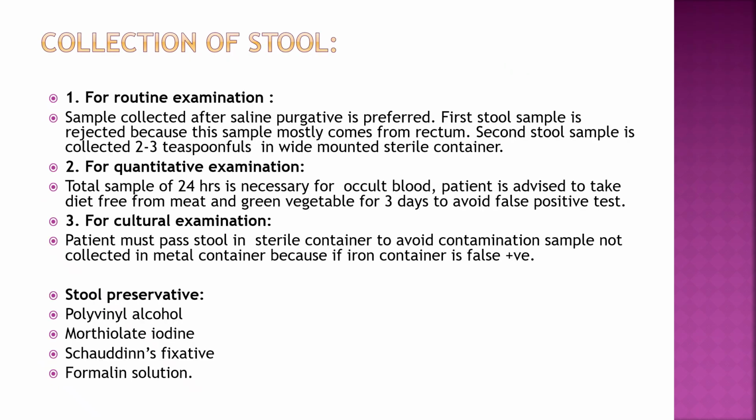Collection of stool, for routine examination, usually stool sample is collected whenever stool is passed in a stool container, that is a container containing a lid, and the lid with the spoon, so in that spoon you can collect that sample. For quantitative examination, 24 hours sample can be collected. In that, green vegetables are to be avoided, because occult blood can come positive in green vegetables. And for cultural examination, it should be collected in sterile container. And if there is delay in processing, then you can add stool preservatives like polyvinyl alcohol, formalin, and merthiolate sodium fixative.